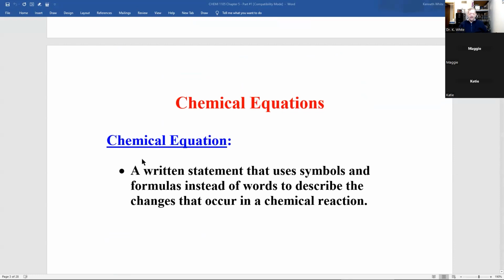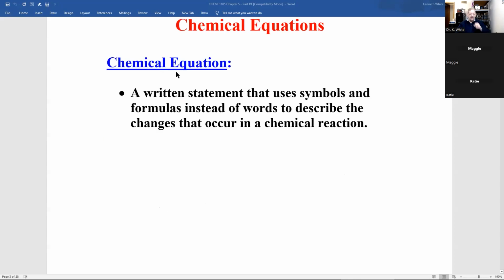chemical reactions? By the way, not the definition, but you should understand what a chemical equation is. A chemical equation is a written statement that uses chemical symbols and formulas instead of words to describe the changes that occur in a chemical reaction. So a chemical equation will show you a chemical reaction.